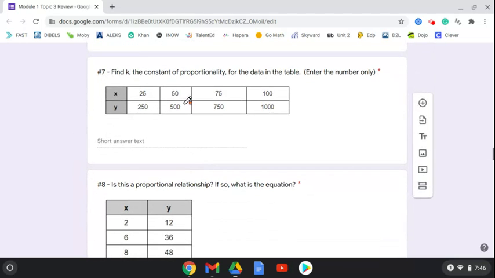Number 7, find the k. So to find k, you take your y's over your x's, take this over this, this over this, this over this, right? Check each pair. So 250 over 25, that is 10. 500 divided by 50, 10. 750 divided by 75, 10. And 1,000 divided by 100, 10. And so 10 is our constant of proportionality. So just put the number in, just put 10.